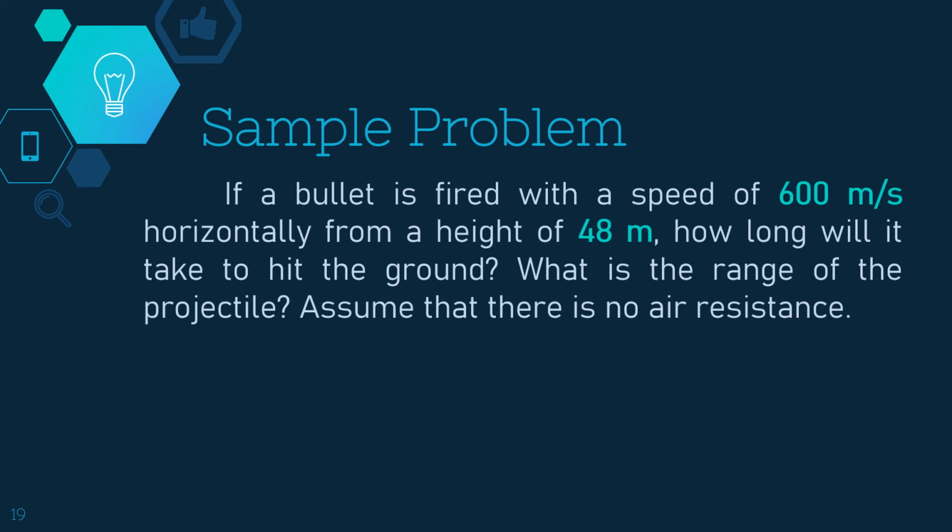So the first thing that you have to do in problem solving is to identify first the given. From the problem, we have here 600 meters per second. That pertains to our velocity in the horizontal direction or the horizontal motion. And then you also have here the height. The height represents the vertical distance of the bullet, so we have here 48 meters. Based on the problem, we are looking for the time. And of course, we are looking for the range or the horizontal distance.